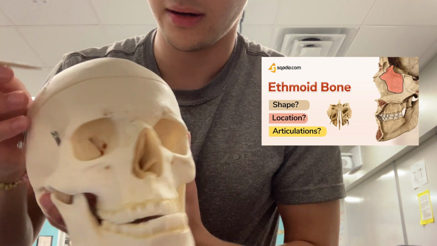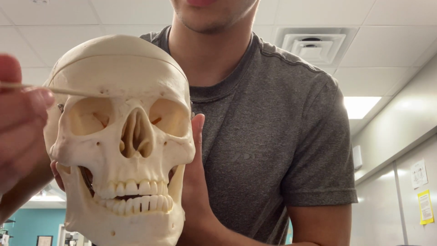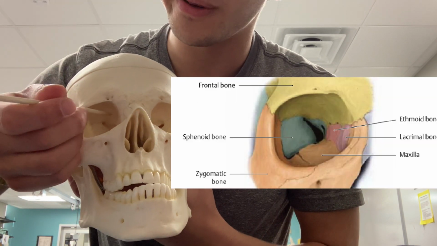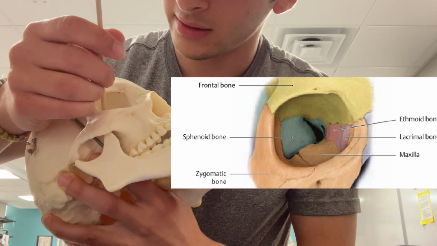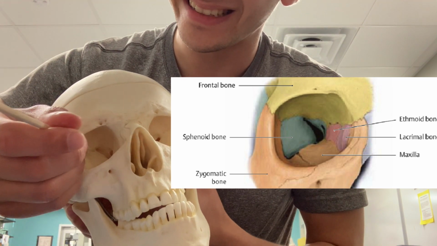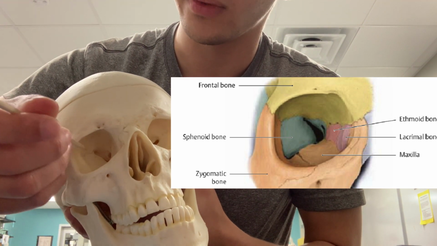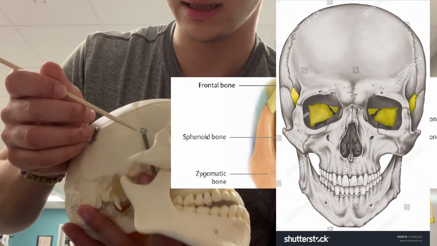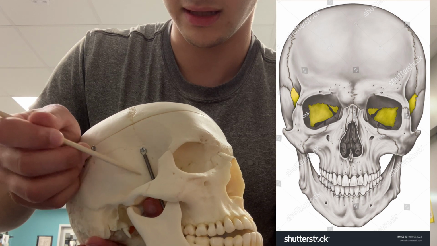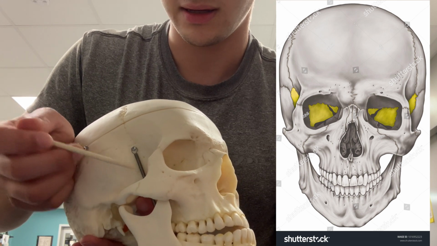And then the other bone is the sphenoid bone. It's like all back here. This is all the sphenoid bone. And you can even see some of it back here. This would be part of the sphenoid bone here.